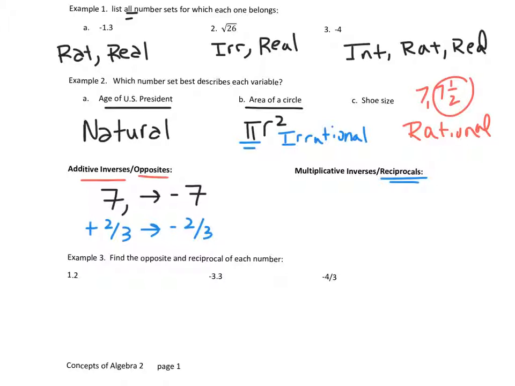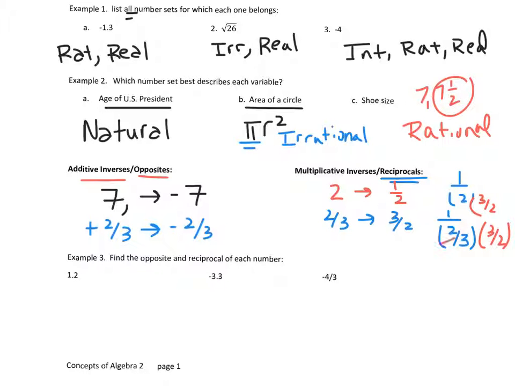So the reciprocal of 2 would be 1/2, because if you write it as 1 divided by 2, you get 1/2. The reciprocal of 2/3 is 3/2, because if you write it as 1 divided by 2/3, remember when you have a fraction, you flip and multiply, so this becomes 3/2 times 3/2. These two would cancel out, and you'd end with 3/2. So the reciprocal of 2/3 is 3/2.